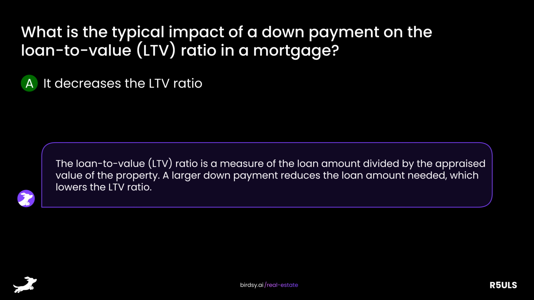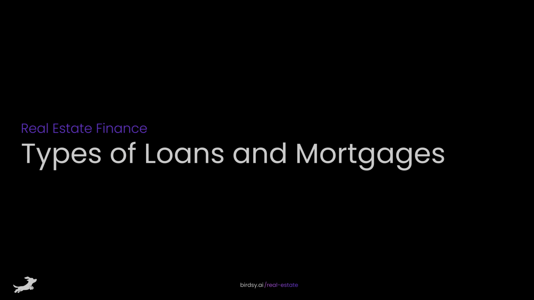The loan-to-value, LTV, ratio is a measure of the loan amount divided by the appraised value of the property. A larger down payment reduces the loan amount needed, which lowers the LTV ratio. Types of loans and mortgages.